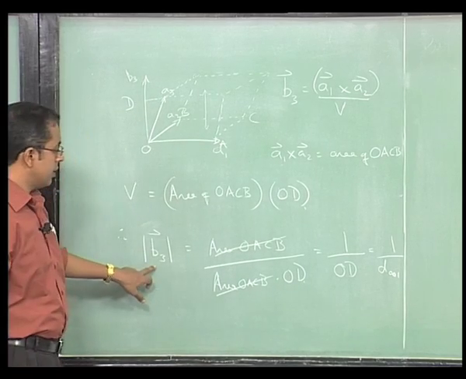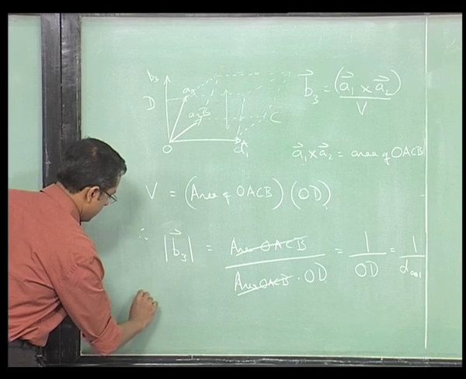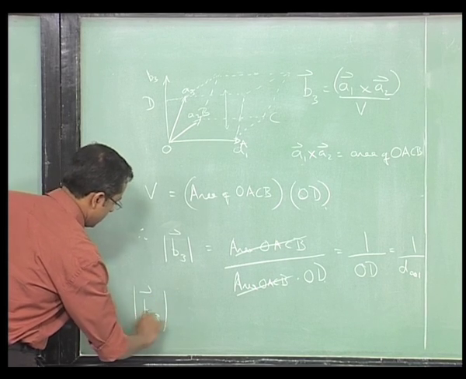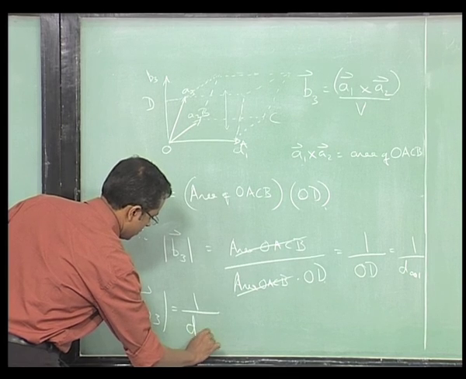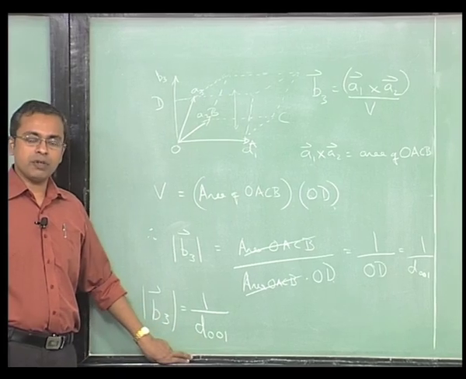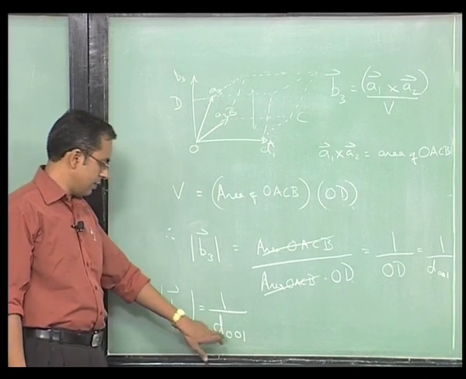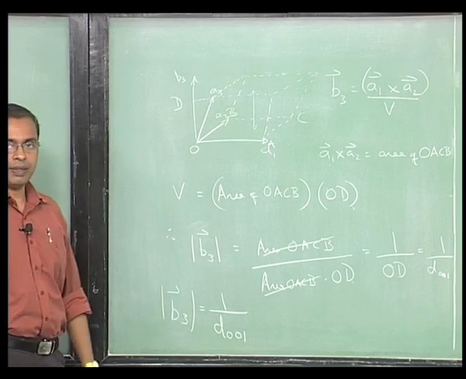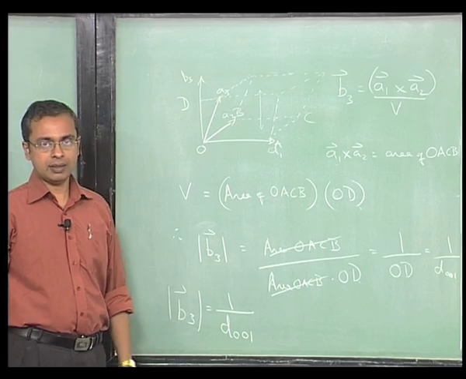So OD is the spacing between 0 0 1 planes, so D 0 0 1, okay. So B3 is therefore the spacing, this is the standard notation for crystallography. So if you go and look up your elementary crystallography, D 0 0 1 is the spacing between 0 0 1 planes, and modulus of B3 is simply 1 by D 0 0 1, okay.